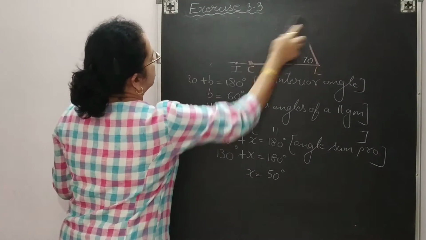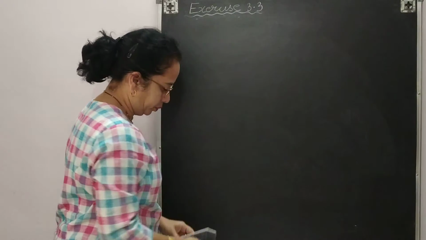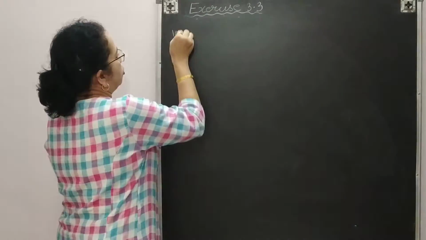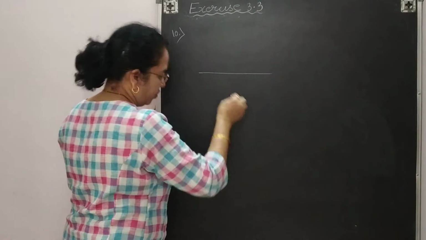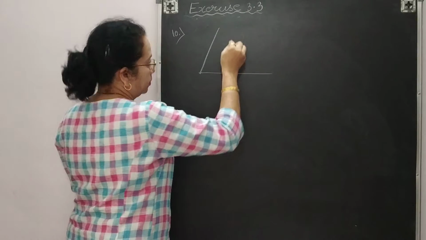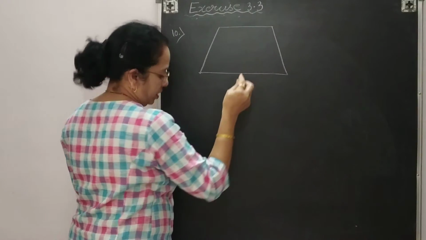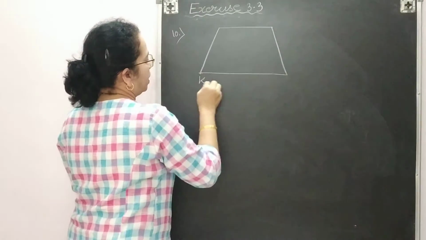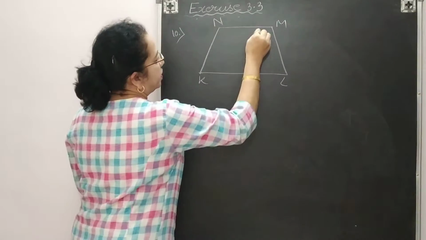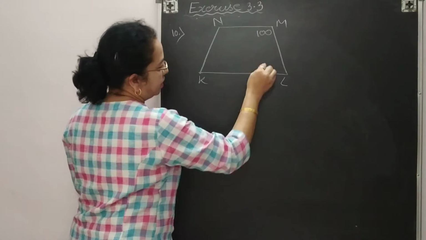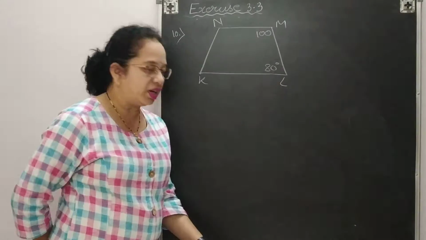Now the next question is question number 10. Question number 10, again one figure is given. Let me draw the figure. And the names are given K, L, M, N. Here it is given 100 degree and here it is given 80 degree. Okay. The question is explain how the figure is a trapezium.